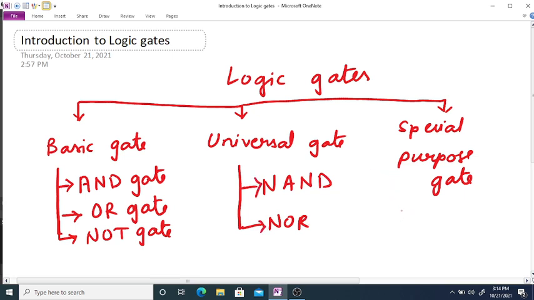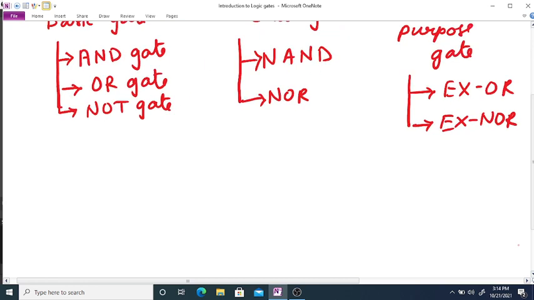Special purpose gates are of two types again. First one, XOR gate, and second one, XNOR gate. Now we will see basic gates in detail.